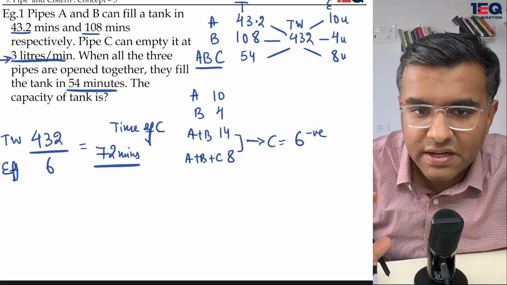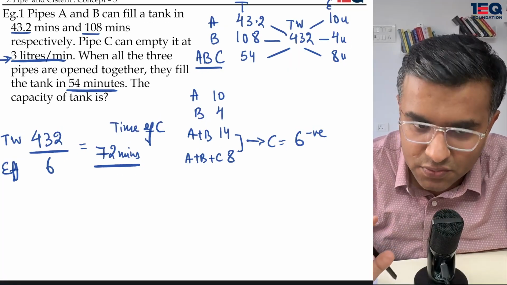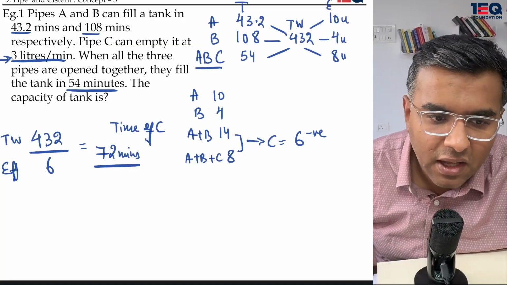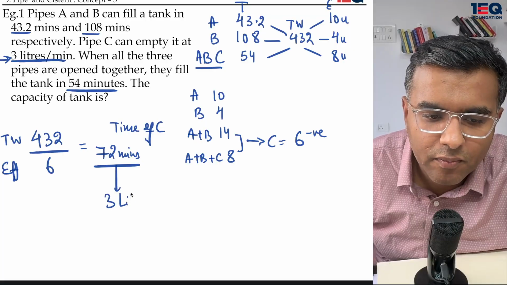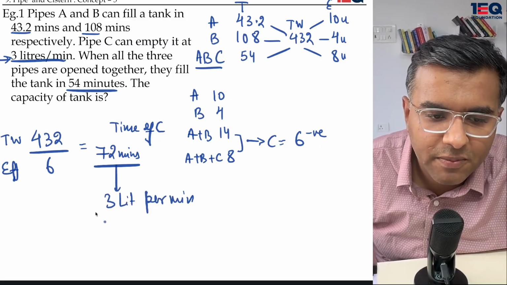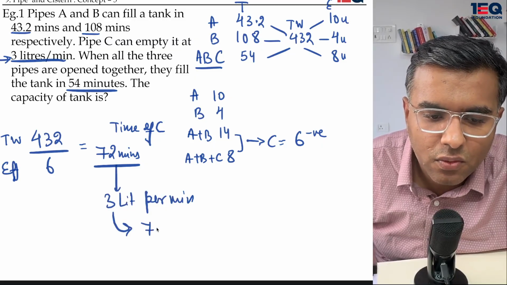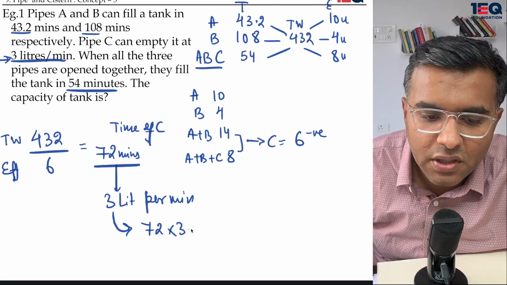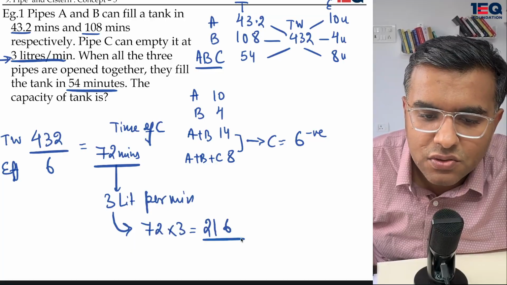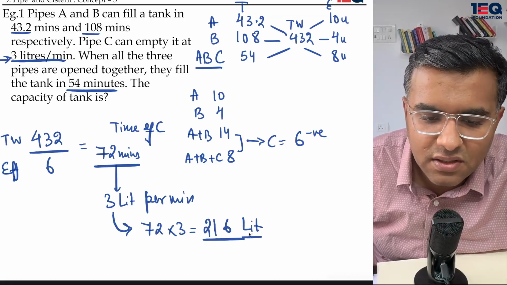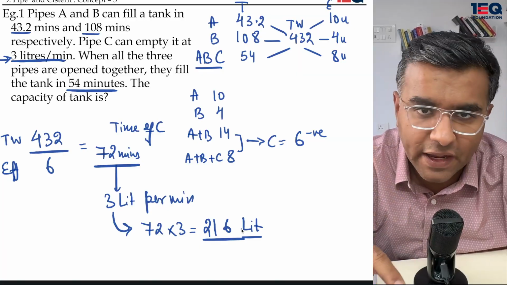Once I have this data that C would take 72 minutes to empty the entire tank, all I need to do is multiply it by 3 liters per minute. So 72 into 3: 3 twos are 6 and 3 sevens are 21. So 216 liters is the total capacity of the full tank.